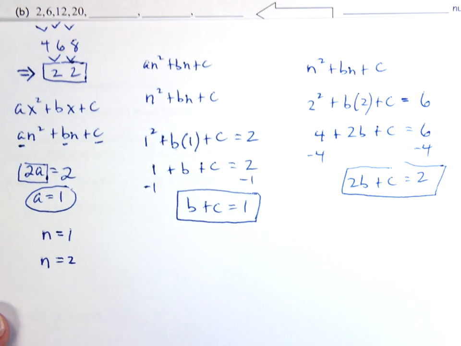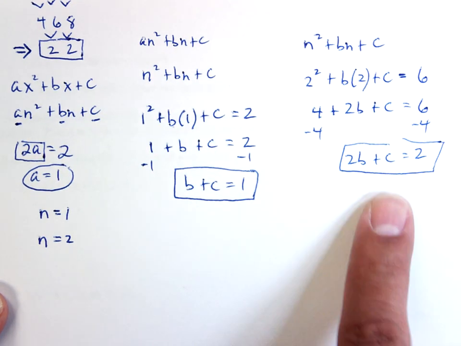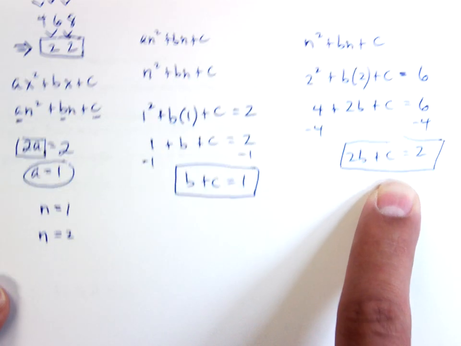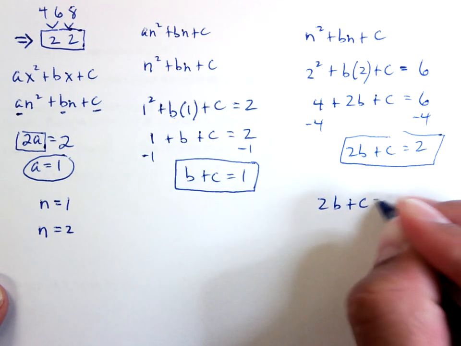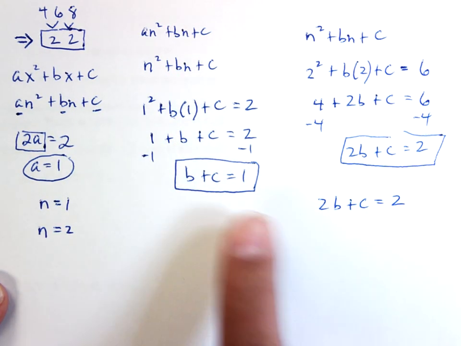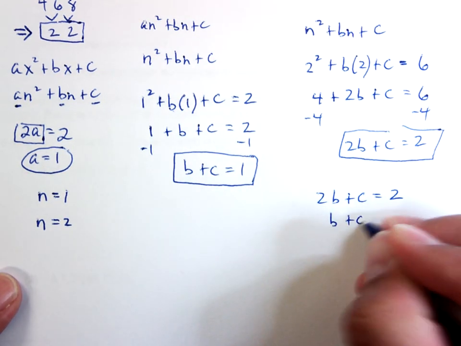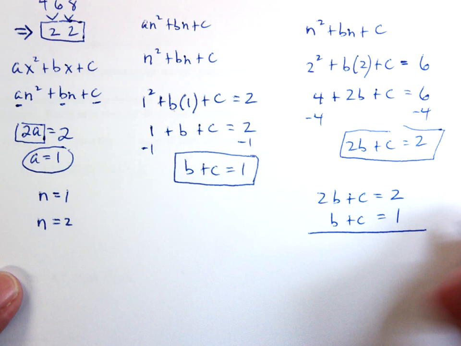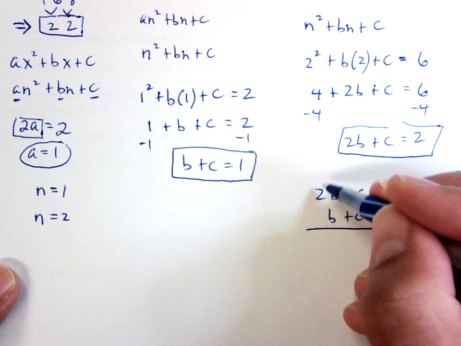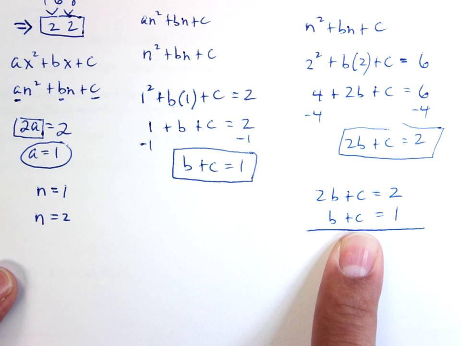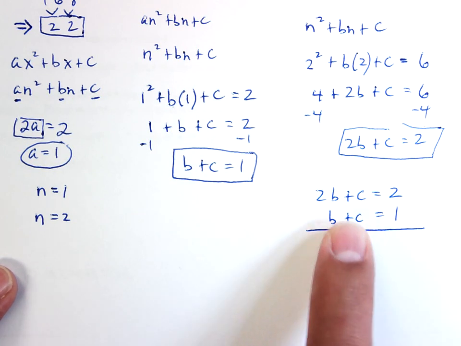So after I do this, what I keep trying to get you guys to do is that second equation that I get, I put that on top. So I put 2b plus c equals 2. And the first equation that I got, I put it on the bottom. b plus c is equal to 1. Now I have a system. And it's going to look very similar to this every time that I do one of these. And all I'm going to do is subtract the bottom equation from the top equation.